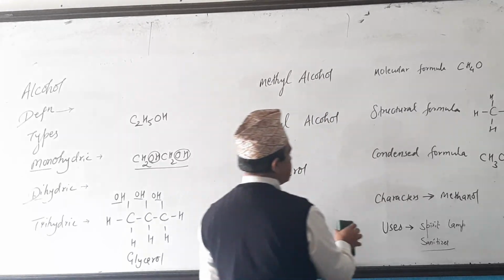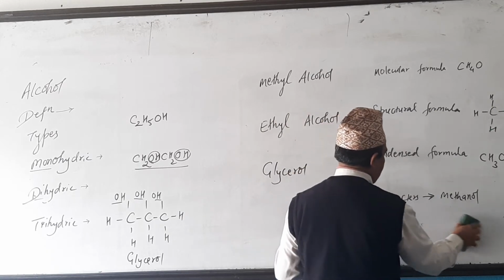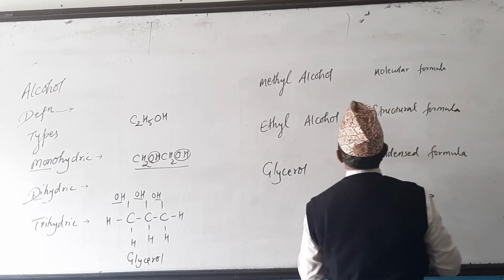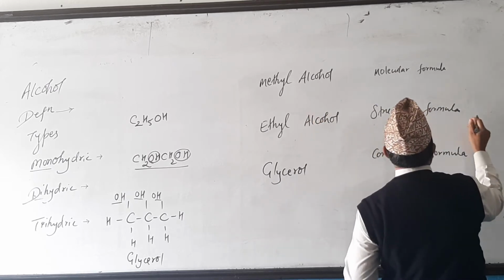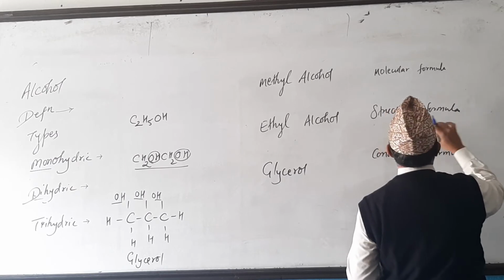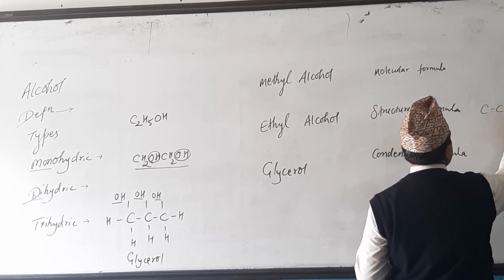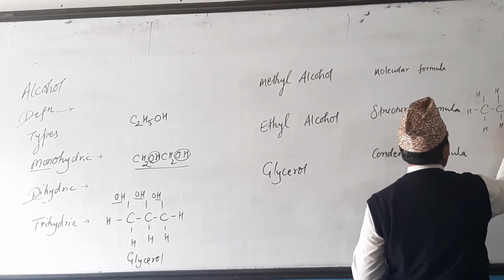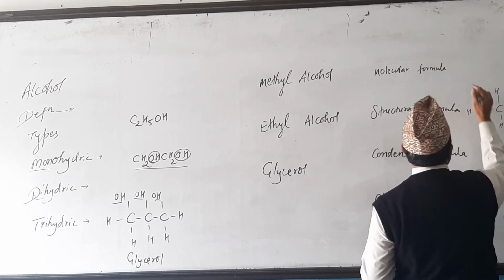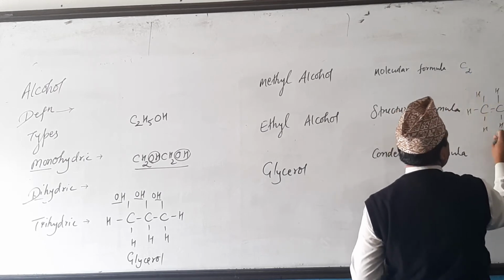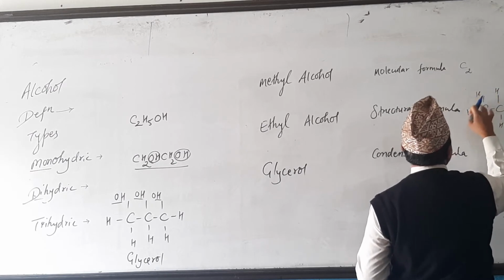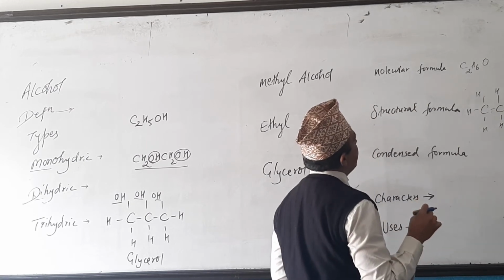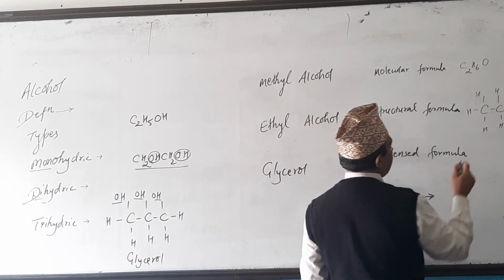Students, now let's discuss about ethyl alcohol. What is the molecular formula of ethyl alcohol? So condensed formula, okay, we'll write here. Structural formula is C-C-OH. Means how many carbons are here? 2. C2, H1, 2, 3, 4, 5, 6. H6O. Molecular formula is C2H6O.